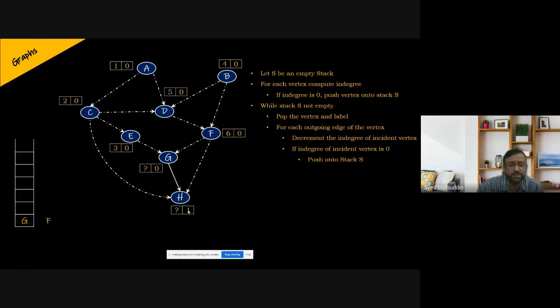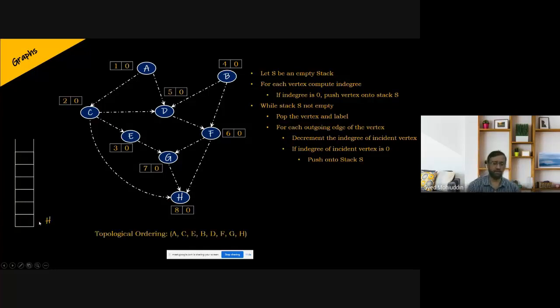It's decremented. Then G gets popped out and gets labeled as 7, and H's in degree becomes 0. So when H becomes 0, H is pushed onto the stack. When H is pushed on the stack, the last thing is the stack is not empty, so we pop out H. Once we popped out H, we label H as 8 because after 7, the next label is 8. And then there are no more vertices to be visited.